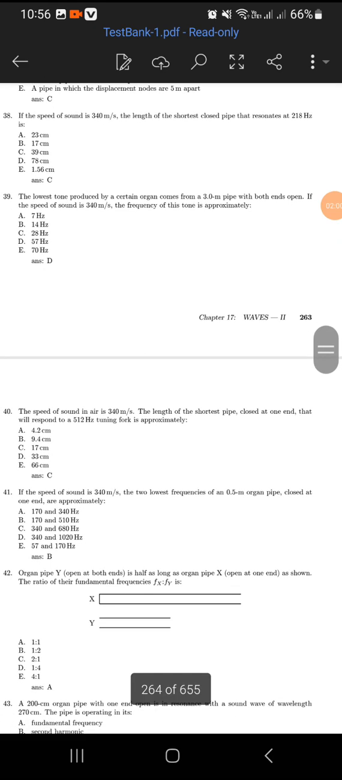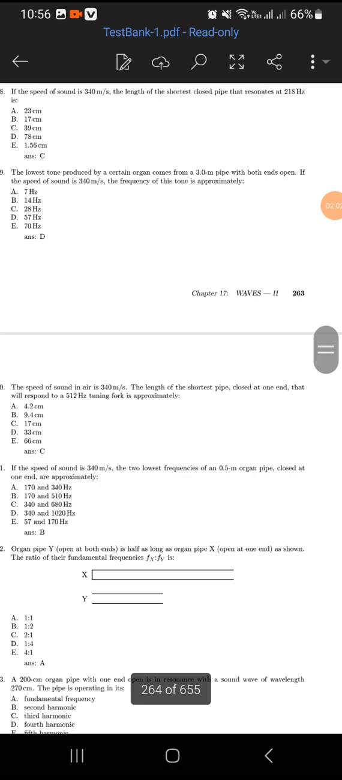So if the speed of sound is 340 meters per second, the length of the shortest closed pipe that resonates at 218 hertz is what? Is C, 39 centimeters.